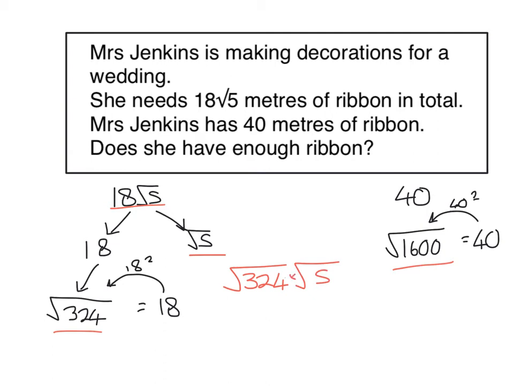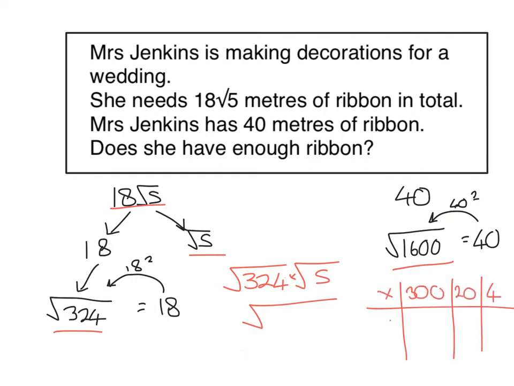And when we're multiplying surds, we can literally just times the numbers inside them. So we're going to do a little grid, and it's going to be 324 times 5. So 5 times 300 is 1,500, 5 times 20 is 100, and 5 times 4 is 20. Altogether that's 1,620. So what I've now got is that 18 root 5 is actually the square root of 1,620, and 40 is the square root of 1,600.